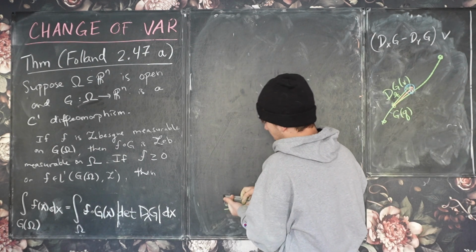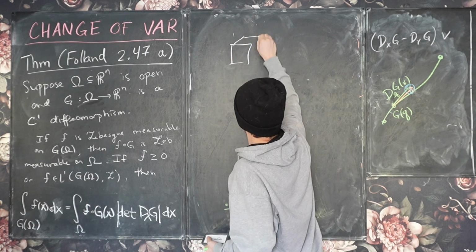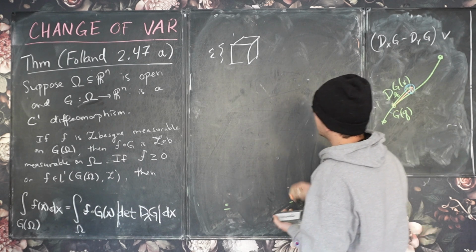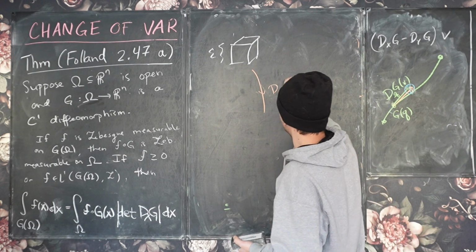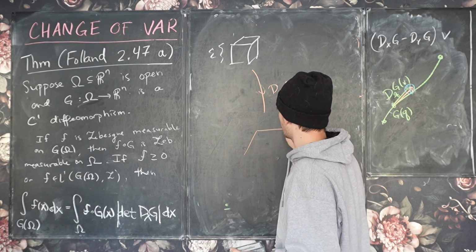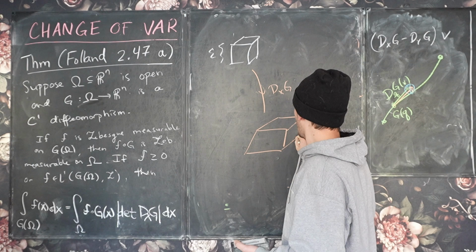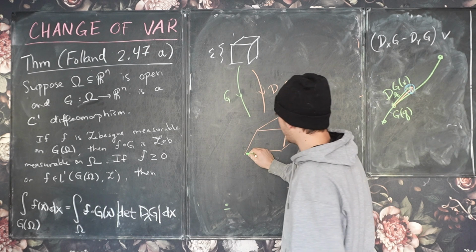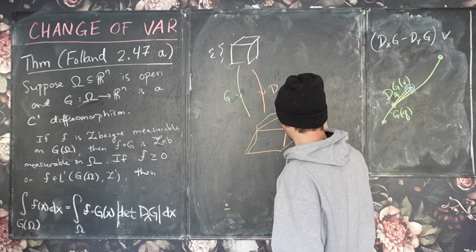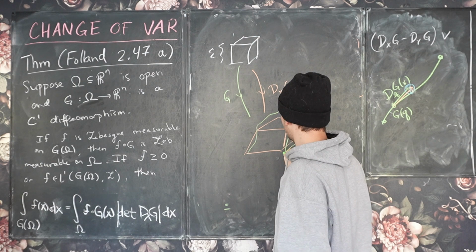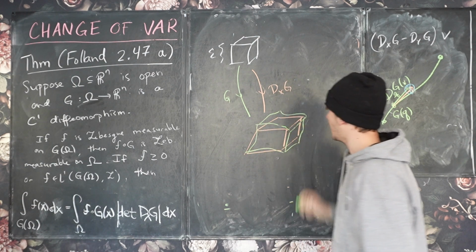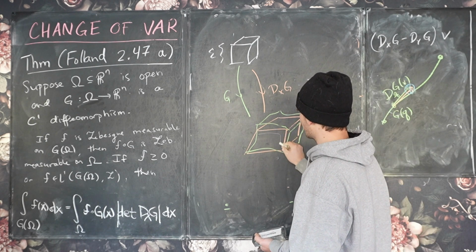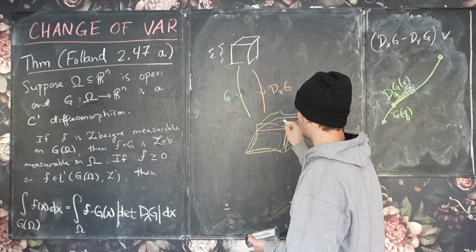A cube of side length epsilon is going to get mapped first under the differential, and that's going to map it to a parallelepiped. And then I know that the true image under G is something weird. It might not be a perfect parallelepiped. However, it's trapped within this epsilon squared neighborhood of the parallelepiped.